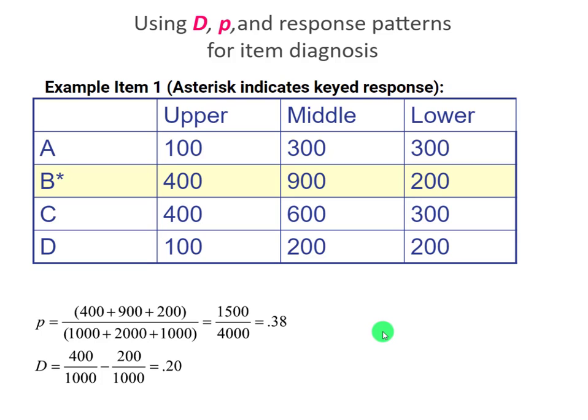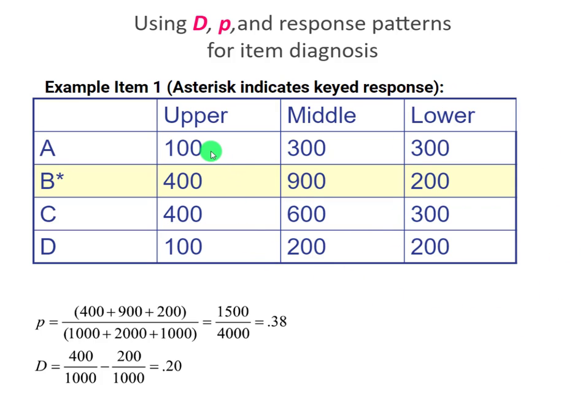Let's look at how you can calculate this. Now, I want you to look at this grid, and what we've done is this is a multiple choice item. Okay, there's items A, B, C, and D. These are your choices. B is the keyed response because it has a little asterisk, and A, C, and D are the distractors. If you notice, we've sectioned out the students into 3 groups, the upper, middle, and lower group.